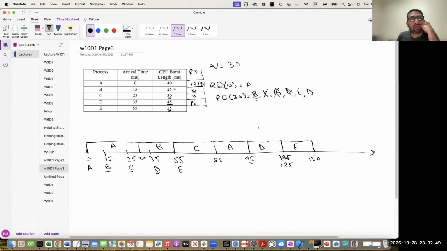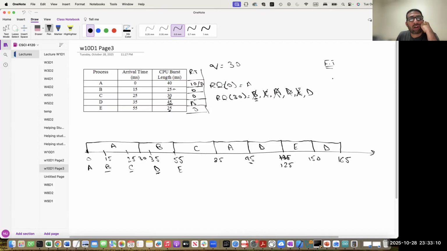So now it has 0 time units left, so it's removed, and then we run D again for 15 time units, so 165, right? So finish time, we had to find the finish time of all the processes, right?